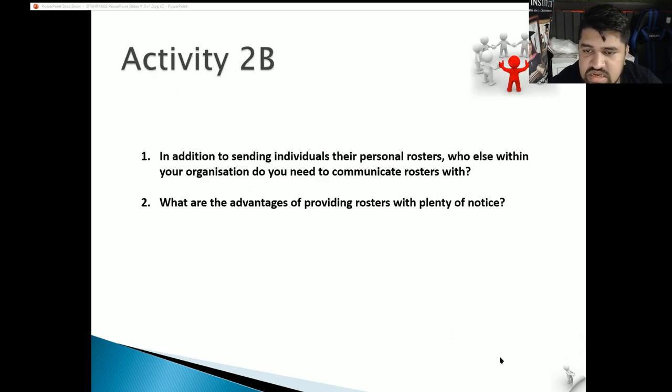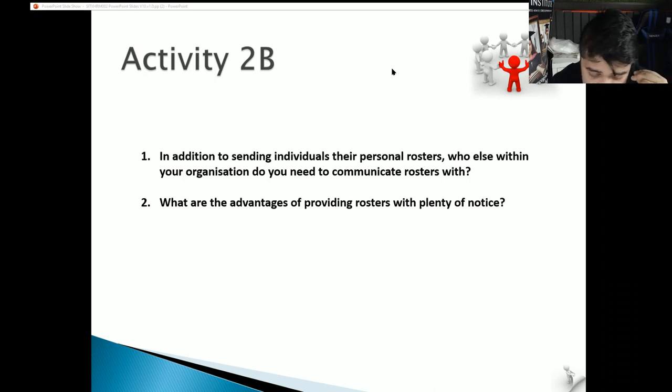Activity 2B. In addition to sending individuals their personal rosters, who else within your organization do you need to communicate rosters with? Essentially we're thinking about the stakeholders, right? So who else is really involved in this situation? Directors, managers, supervisors, people that it will take effect on. So if you're thinking about who is working with them, you also need to let them know these are the people that are working with you, right?